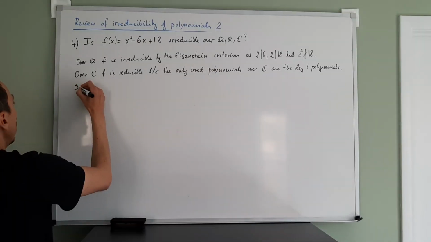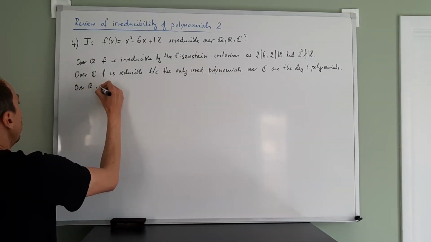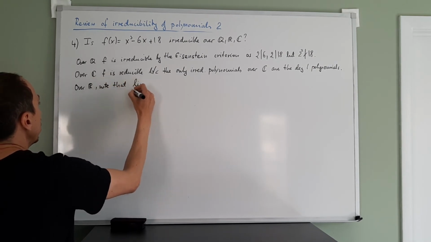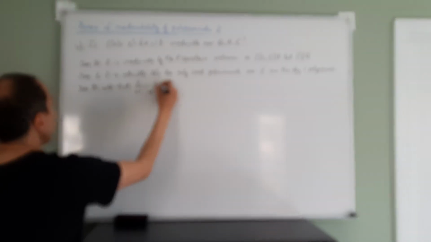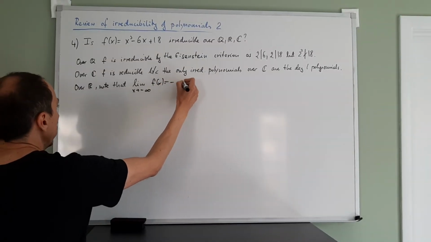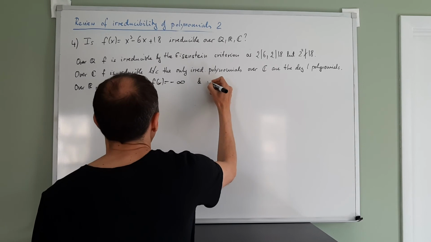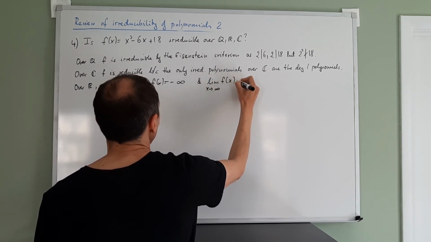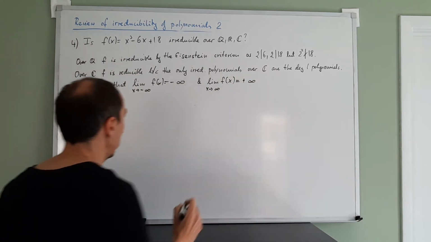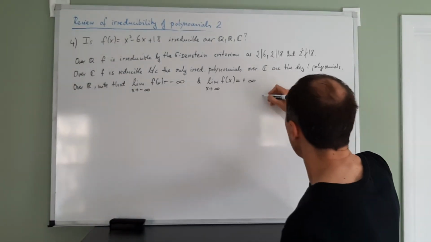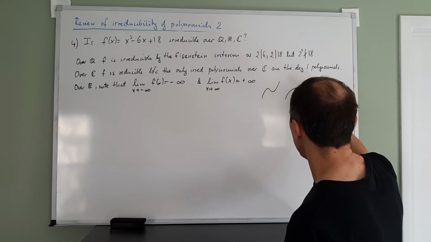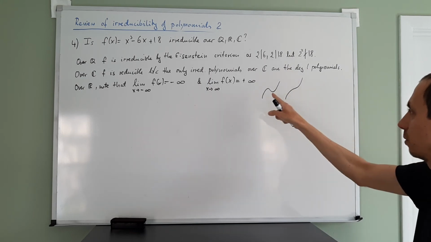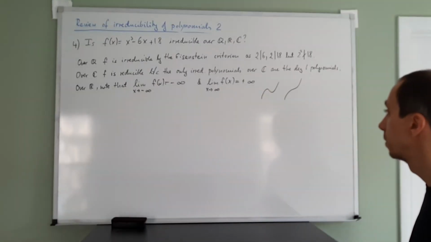So over R, note that if I take the limit as x goes to minus infinity of f of x, I get minus infinity. And when I go with x to infinity, I get plus infinity, right? The graph of the polynomial looks like that, or maybe like that, I'm not entirely sure. But definitely as I go to negative infinity with x, it goes down. When I go to positive infinity with x, it goes up.